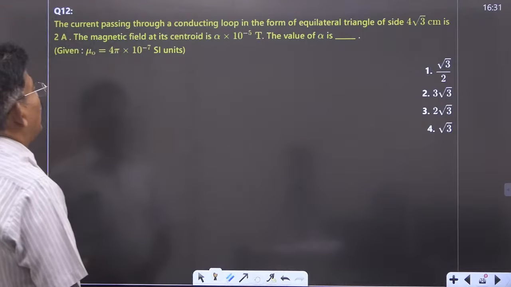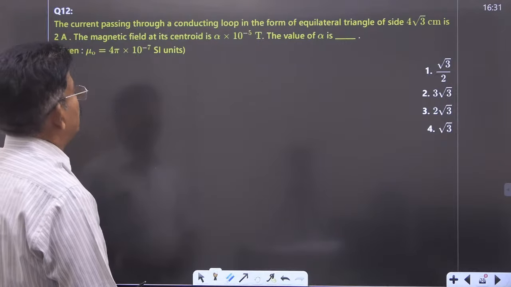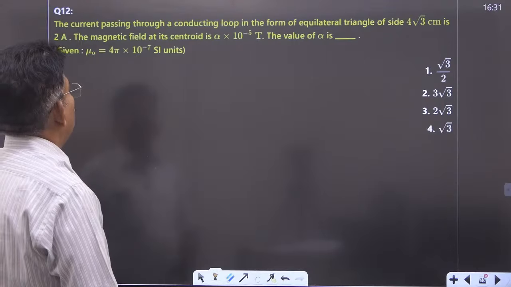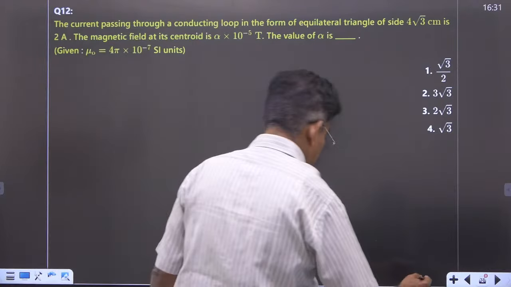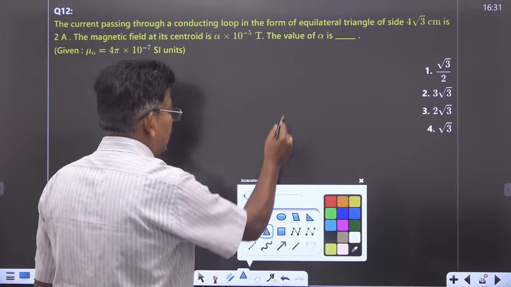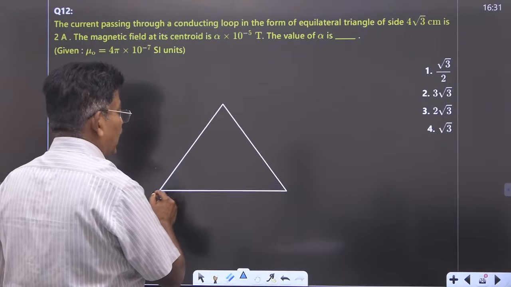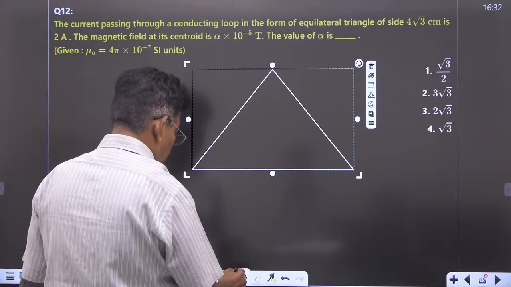Now, the current passing through a conducting loop in the form of an equilateral triangle, side 4 root 3 centimeter, is 2 ampere. The magnetic field at the centroid is this value of alpha. This is a standard thing. Many students remember the answer. This is an equilateral triangle. Okay. Yes.